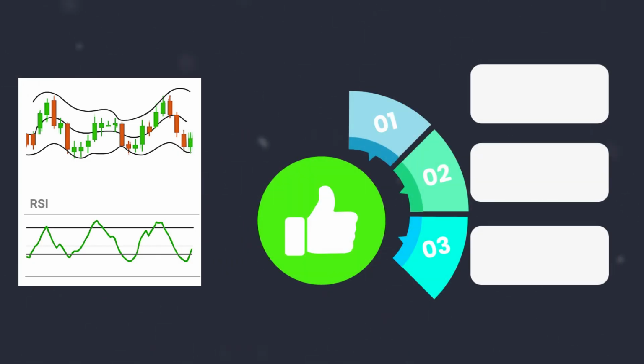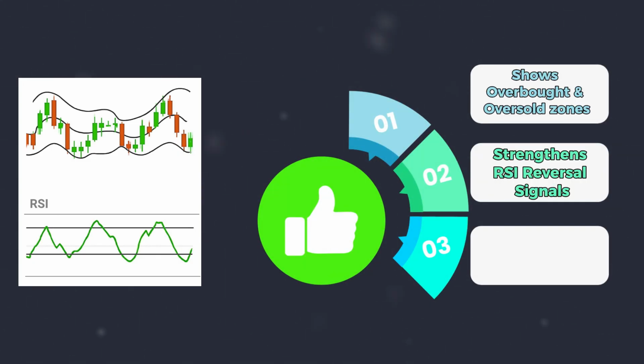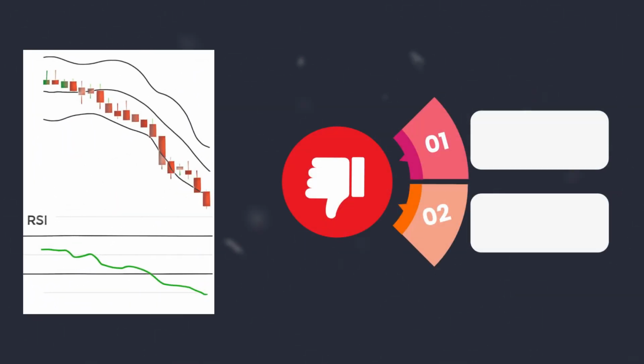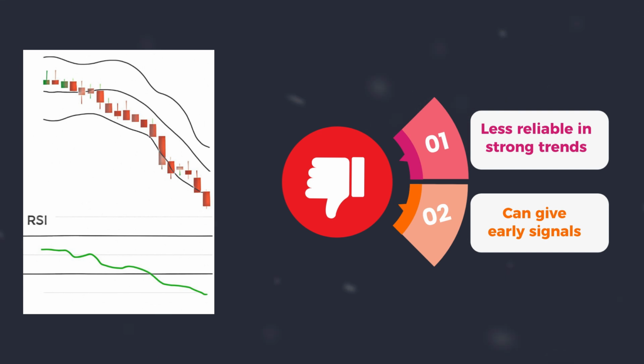Pros: shows overbought and oversold zones, strengthens RSI reversal signals, works well in sideways markets. Cons: less reliable in strong trends, can give early signals.